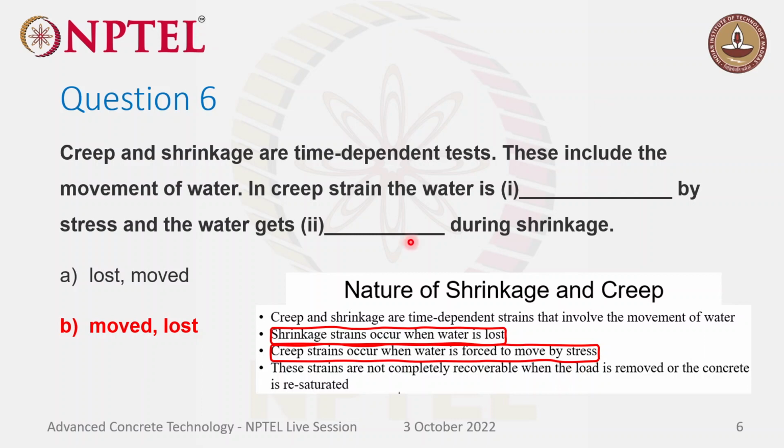So it's clearly mentioned in the lecture that shrinkage strains occur when water is lost and creep strains occur when water is forced to move by stress. So the correct answer is option B. It's not option E. In creep strain, the water is moved by stress and then the water gets lost during shrinkage.